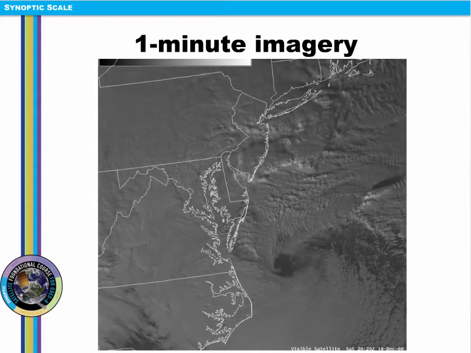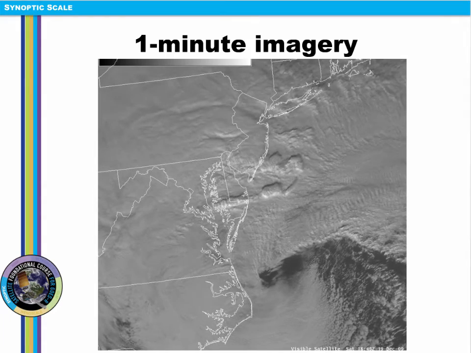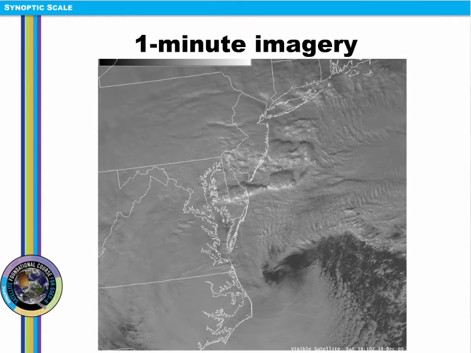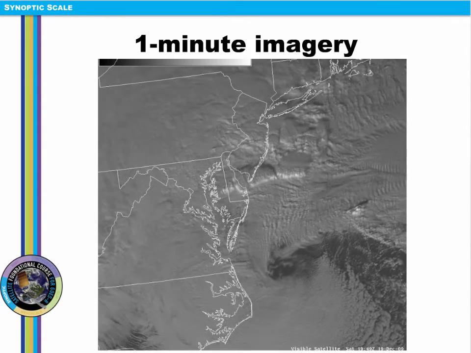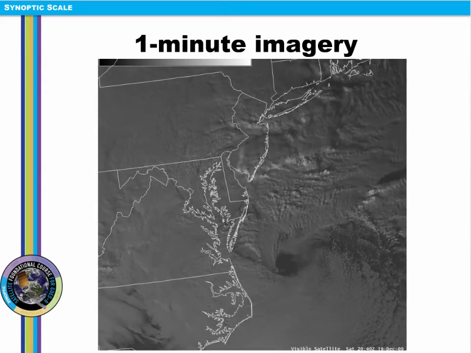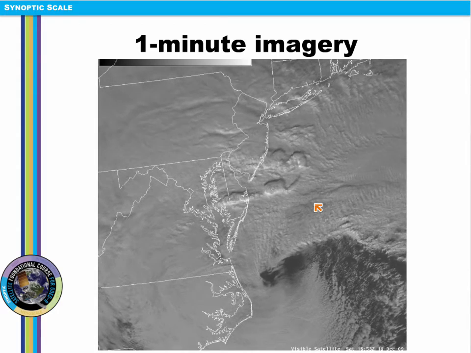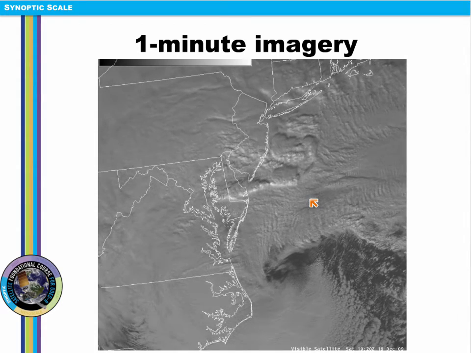The 1-minute imagery allows you to see fast-moving clouds more readily than routine scan modes currently available with GOES. This is particularly helpful for brief looks over multi-layered cloud decks. For example, in this region, north of the warm front.